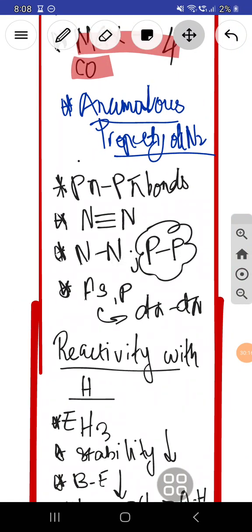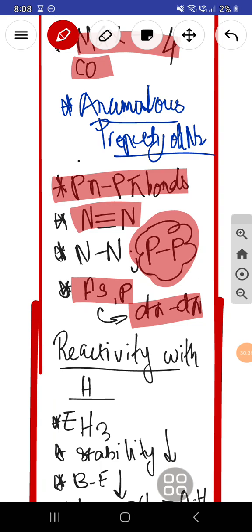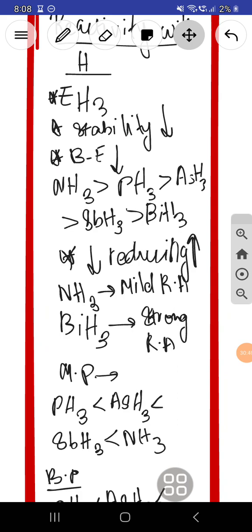Nitrogen can form p-pi bonds. That is really, really important. Nitrogen forms triple bonds, while the rest of them form single bonds. And if you are comparing the strength of the single bond, the pp bond is stronger and more stable. Then arsenic and phosphorus can form d-pi bonds. Then we learned about the reactivity, the common form, their stability, then the bond enthalpy decreases. So from this we can understand the stability also decreases down the group. It is a reducing character, which is a mild reducing agent, which is a strong reducing agent, its melting point, its boiling point.